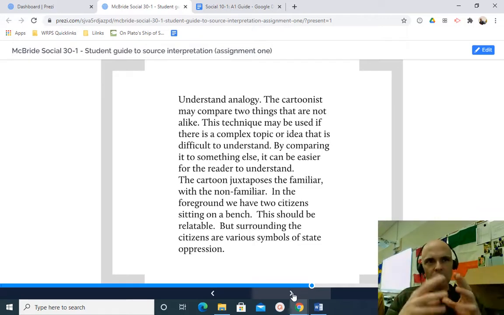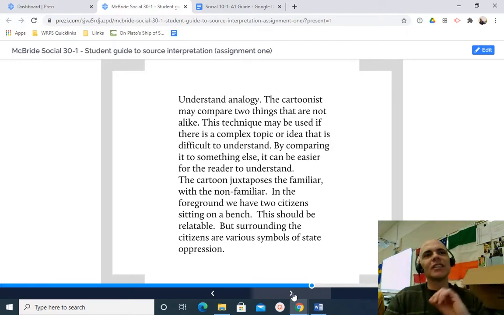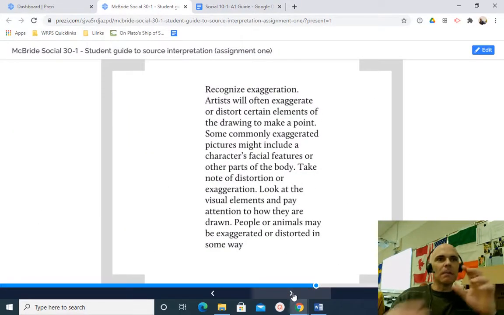The cartoon juxtaposes the familiar with the non-familiar. In the foreground, we have two citizens sitting on a bench. Very relatable. But surrounding the citizens are various symbols of state oppression that hopefully you cannot relate to.